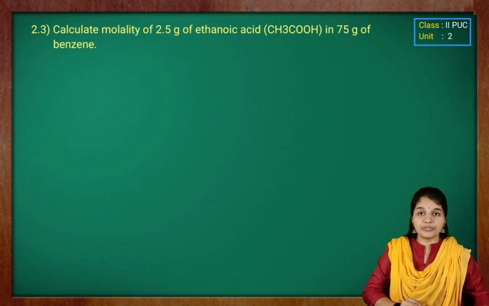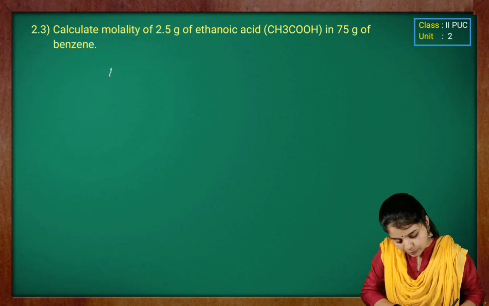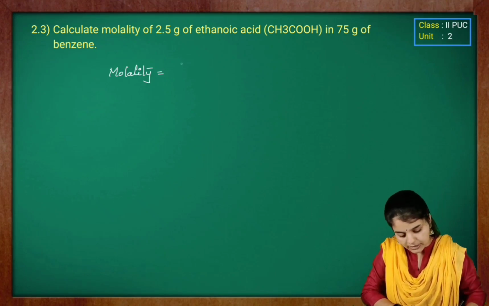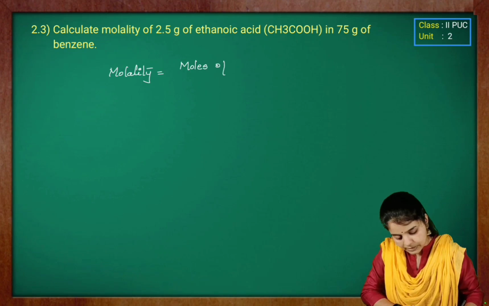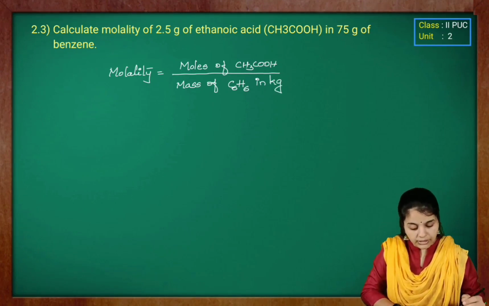Calculate molality of 2.5 gram of ethanoic acid, that is CH3COOH, in 75 gram of benzene. So first of all, let me write the formula here. We need to find molality. So molality is number of moles of solute per kg of the solvent. So moles of solute, that is CH3COOH here, divided by mass of solvent in kg. So here we have benzene, C6H6 in kg. So now we will find the number of moles of ethanoic acid and we will substitute into formula.